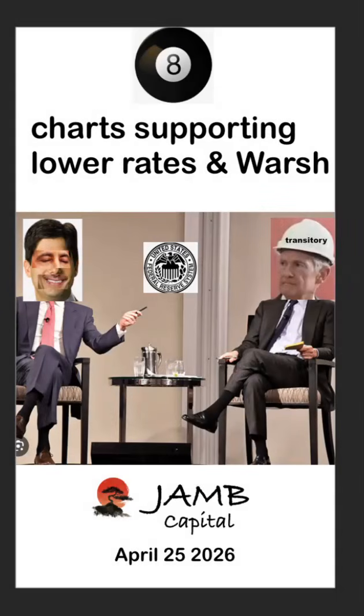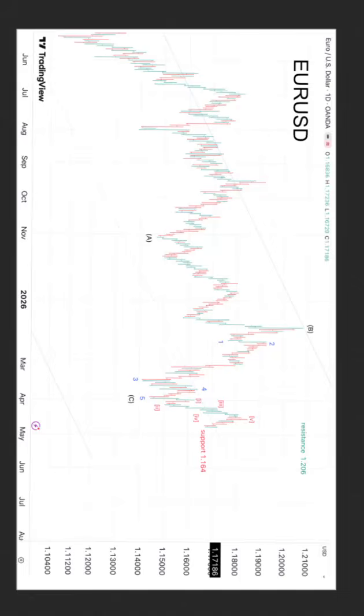And today we're going to be speaking about 8 charts that support lower interest rates and Kevin Warsh as the Fed chair, including 3 Forex charts that represent a risk-on environment, the 10-year yield, the Dow Utilities, the S&P, and NVIDIA. All right, let's get to those 3 Forex charts.